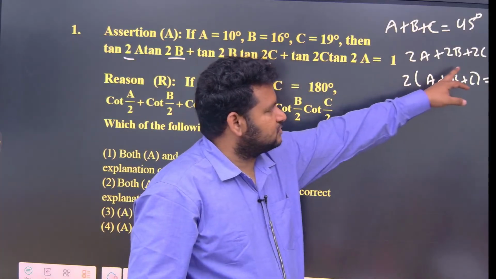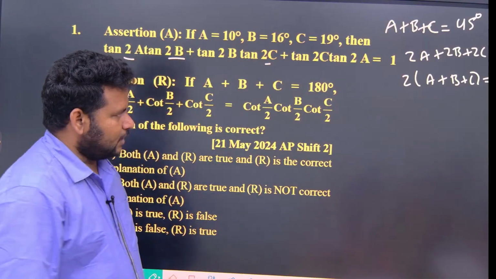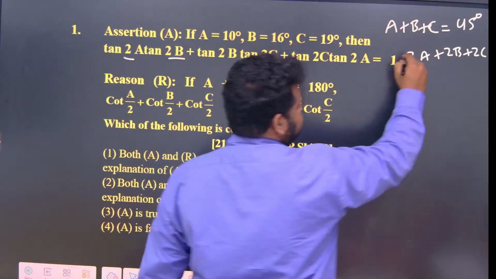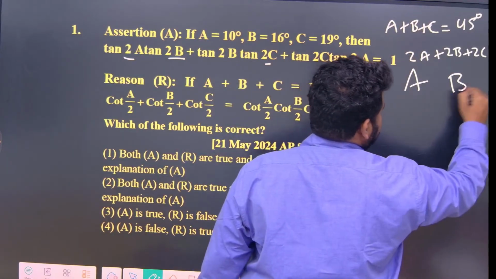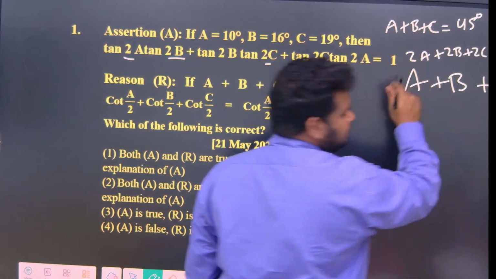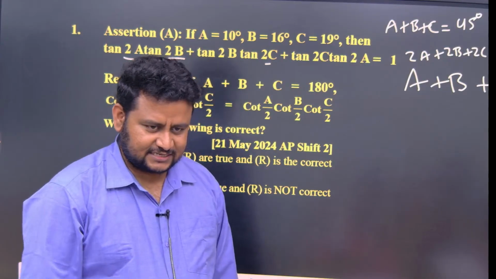So 2A, 2B, 2C is 90 degree. Now, don't take common, keep it like this only. Let this be bigger A, let this be bigger B, let this be bigger C. A plus B plus C is 90 degree. Forget about this 2A, think of it as bigger A. A plus B plus C is equal to 90 degrees means what is the result that we have?